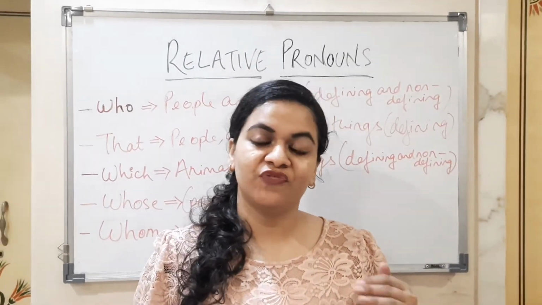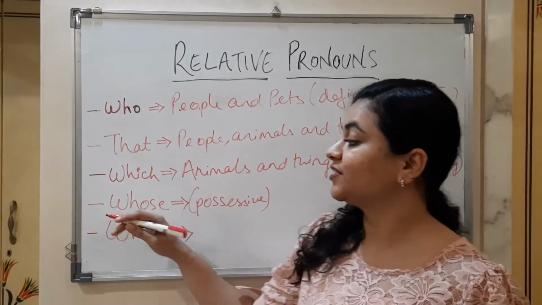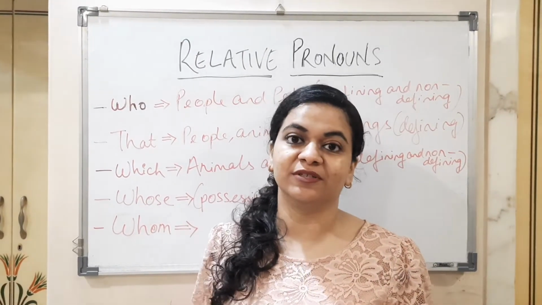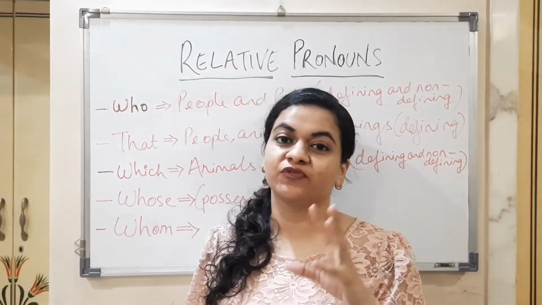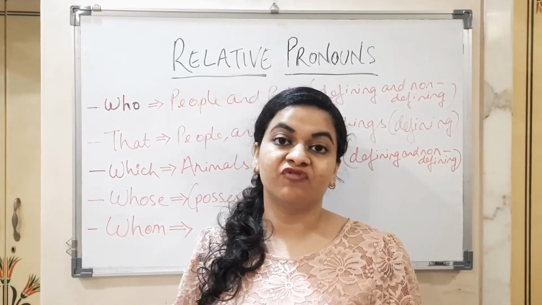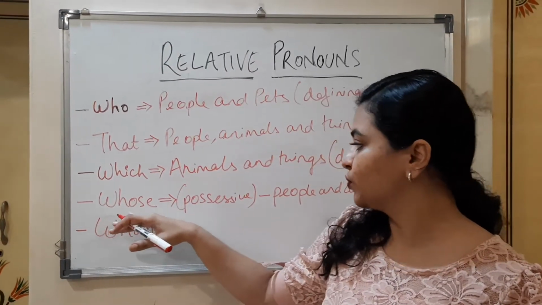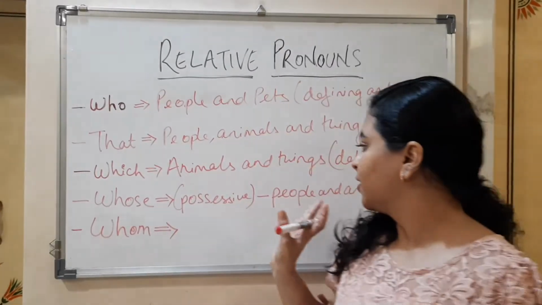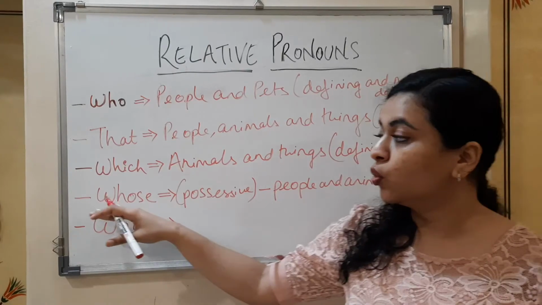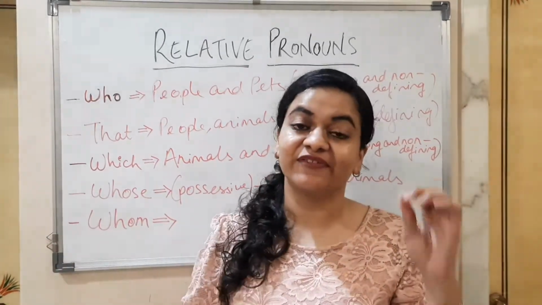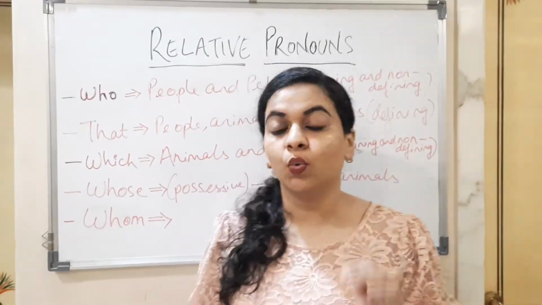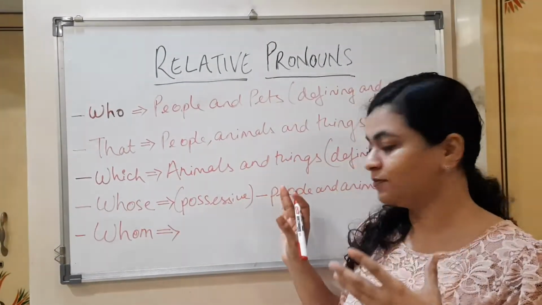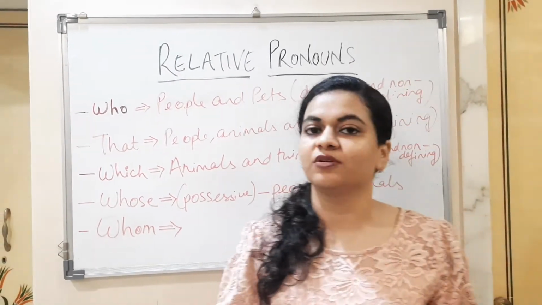We move on to the fourth relative pronoun, which is whose. Now, whose is used when we talk about people and animals, and it is mostly used for things when we are talking in a formal context. We use whose, which is a word that is used to denote possession for people and animals. Whose, like who and which, is defining as well as non-defining, which means that you can use it to talk about multiple people or animals, or just one single person.